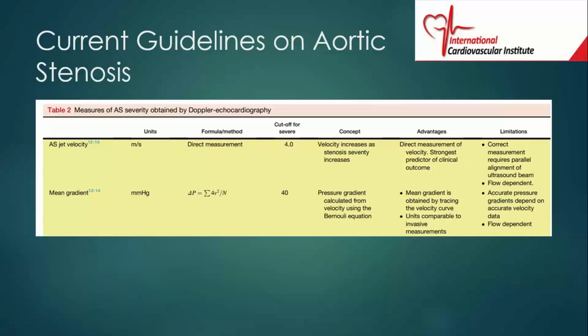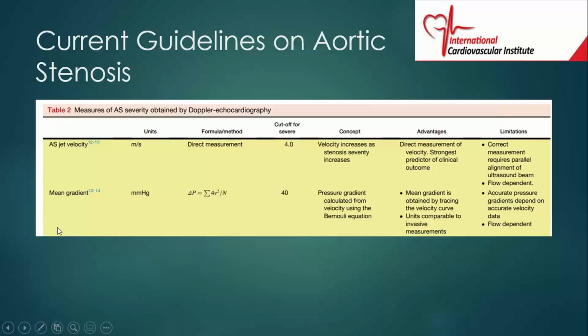However, this is a Doppler measurement, and if you recall, your Doppler measurements are subject to the angle theta, that is the angle between the ultrasound beam and the moving red blood cells. You want to get the ultrasound beam as parallel to flow as much as possible, because we use the cosine of that angle, and the cosine of 0 is 1, cosine of 90 is 0.